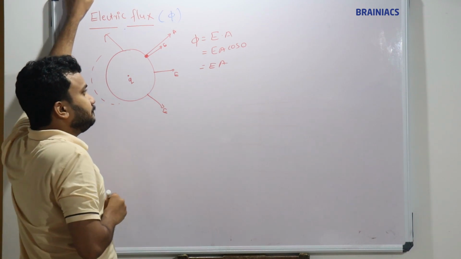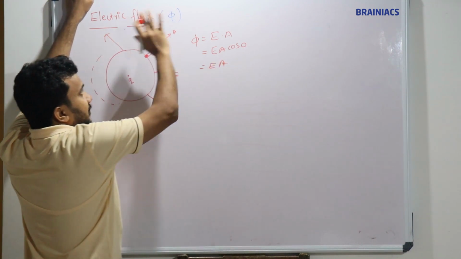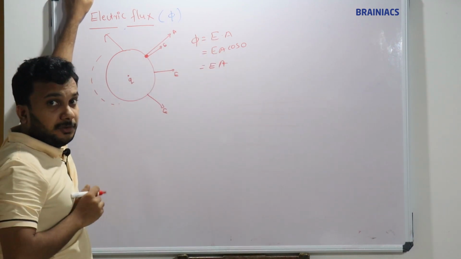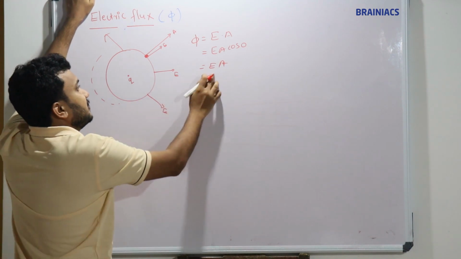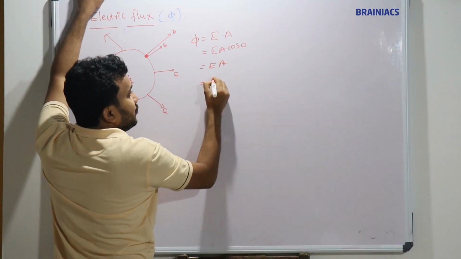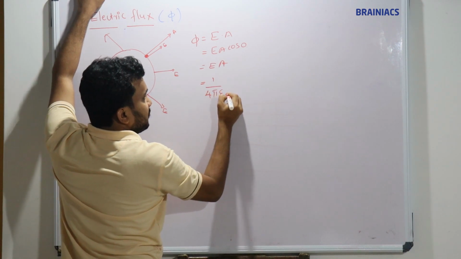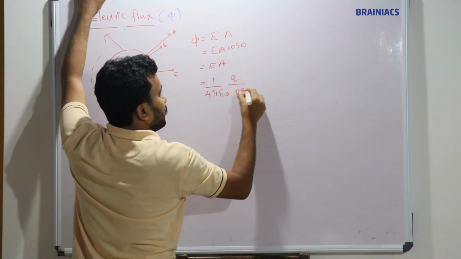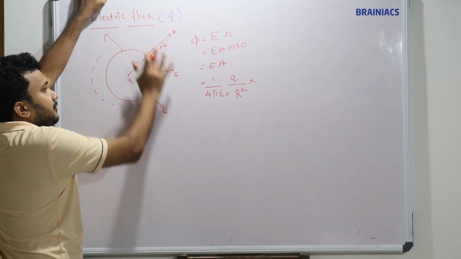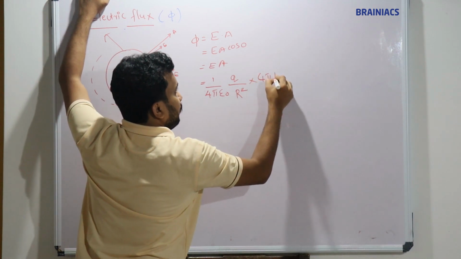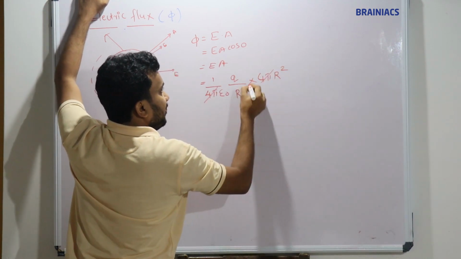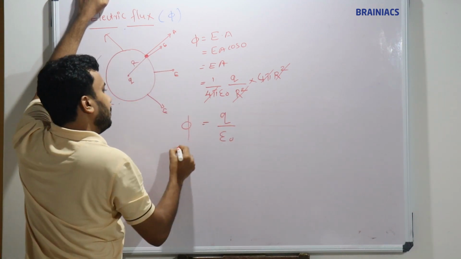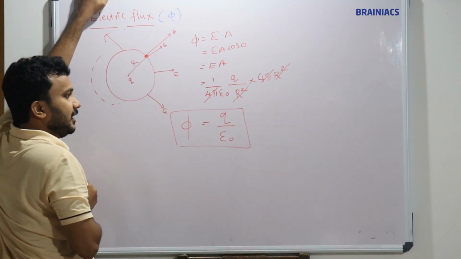But here this is for the complete surface. For the complete surface, phi is equal to E into A. So E means what? 1 by 4 pi epsilon 0 Q divided by, suppose I am assuming the radius is R, R square, multiplied with the area. What is the area of the spherical surface? Area will be equal to 4 pi R square. 4 pi R square cancel. So what will come? Q by epsilon 0, which means my flux will be equal to Q by epsilon 0.